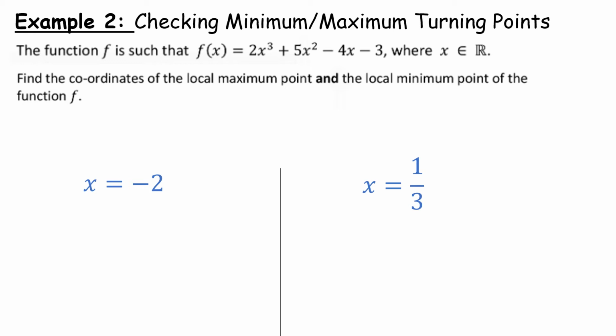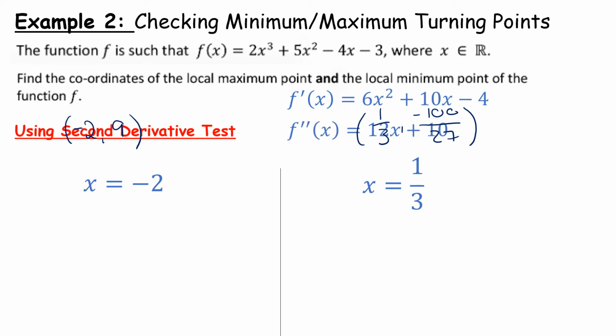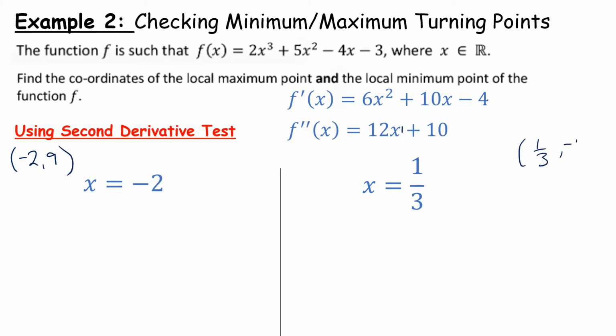So we got this far. We've already figured out the points, so I'm not going to bother to do that part again. So it was 1/3, minus 100 over 27. But what we're going to do is get the second derivative. Sorry, now I've written over things I shouldn't have written over. So I've taken my derivative, f dash of x, and then I have a second derivative. I have minus 9 was here, and that's 1/3, minus 100 over 27. So my second derivative is 12x plus 10.